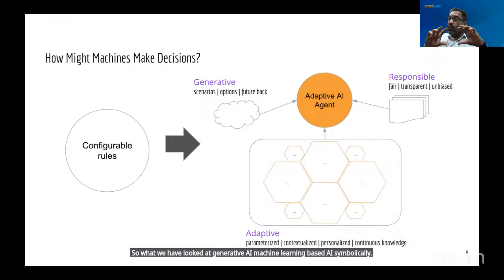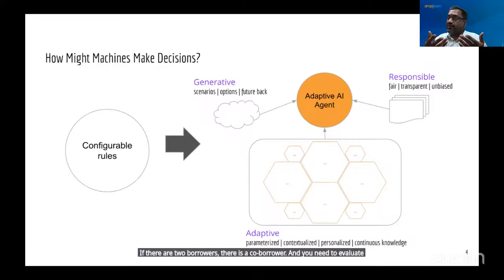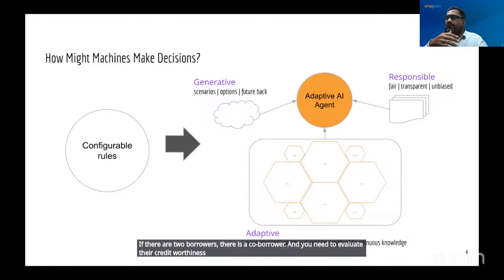What we have looked at is generative AI, machine learning based AI, symbolic AI. But one aspect of being able to adapt is missing in them. So what is being able to adapt? The input factors may change depending on the context. If I said there is only one borrower, you have to evaluate one borrower. If there are two borrowers, there is a co-borrower.